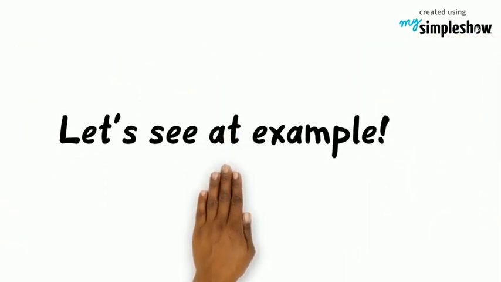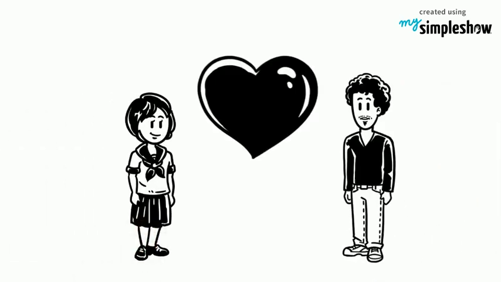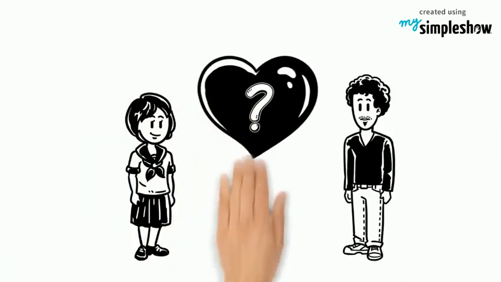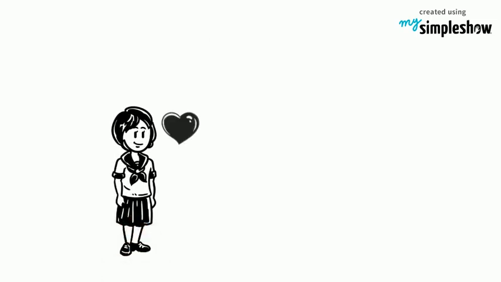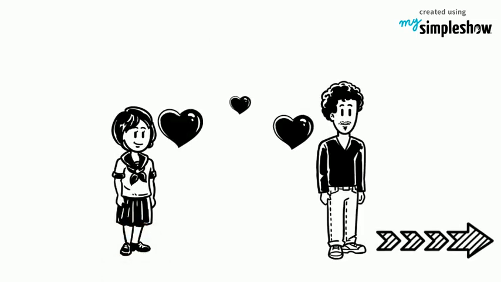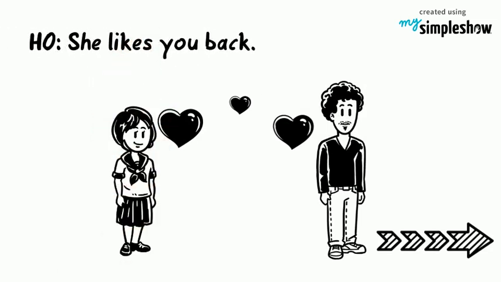Now, let's see an example. You are in love with this girl from the other class, but are unsure if she likes you. There are two errors you can make. First, if she likes you back and you don't invite her out, you are making the type 1 error. The null hypothesis in this situation is, she likes you back.